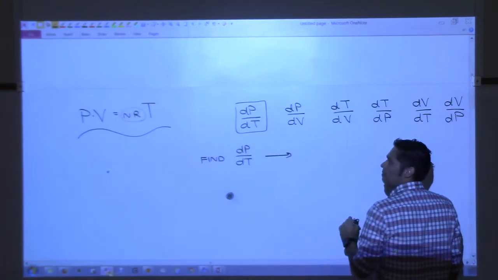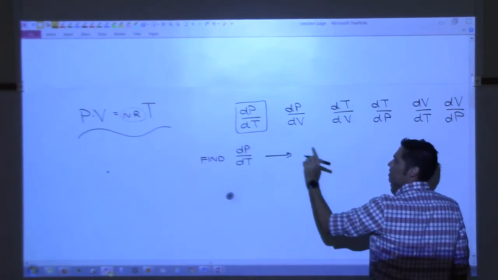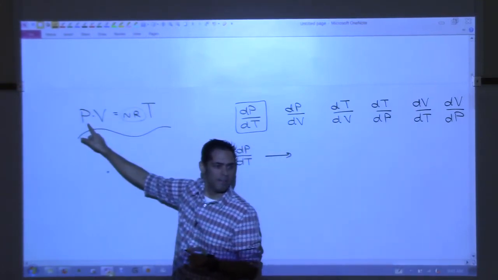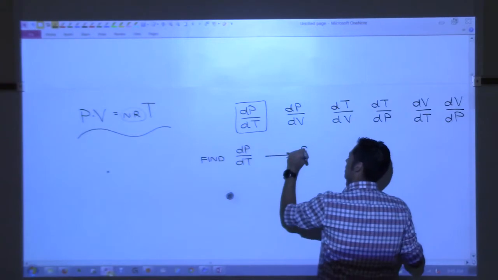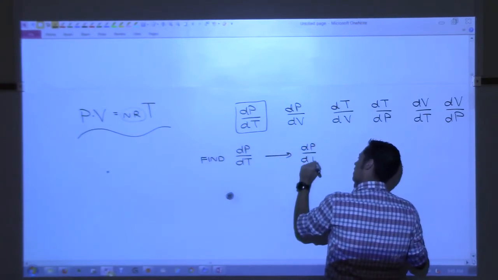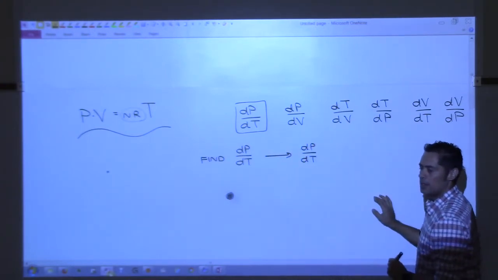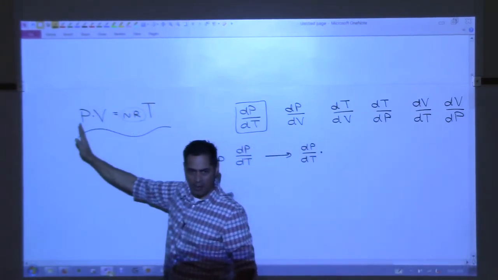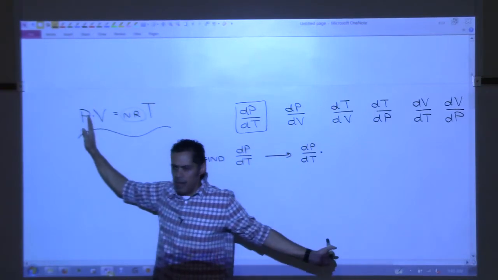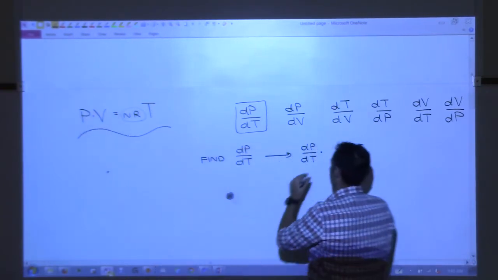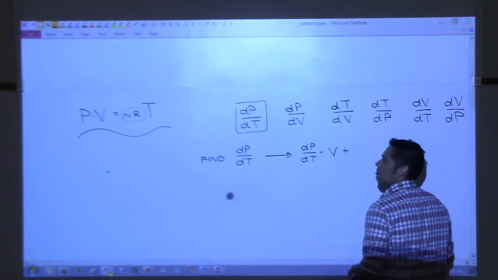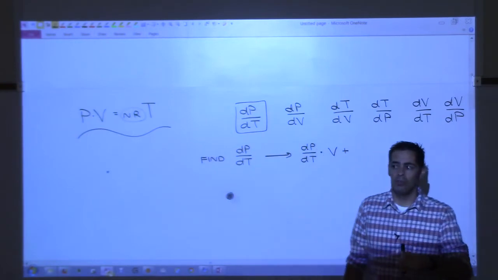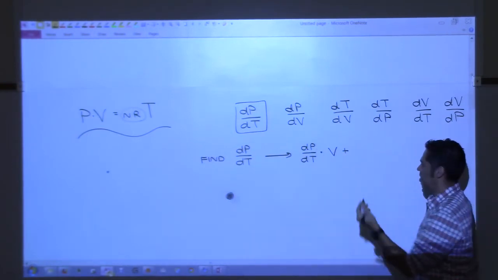So the derivative of the left side will be, what's the derivative of P with respect to T? dP/dT, right? Times, so we're doing f prime g plus g prime f, right? So f prime we've got, now times g, which is really V, plus, okay, now the derivative of V with respect to T, dV/dT.